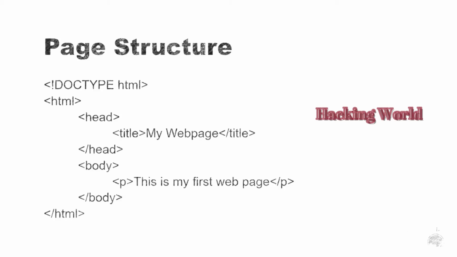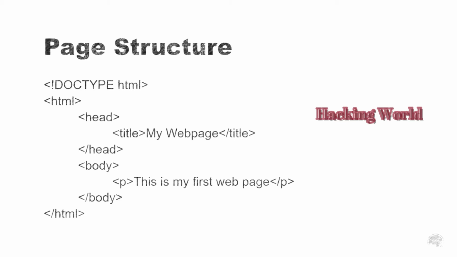So here's an example of an HTML page structure. We have the doctype at the top. The doctype basically declares what version of HTML or XHTML we're using, and I'll get into that in a little bit. Then you can see we have our HTML tags, which wrap the entire document, and then we have two areas. We have a head area and a body area.